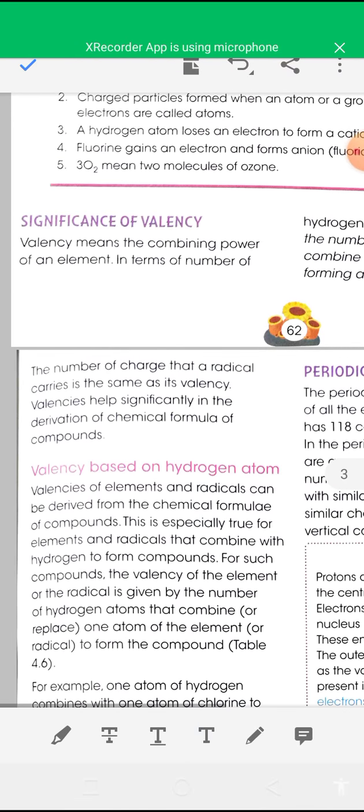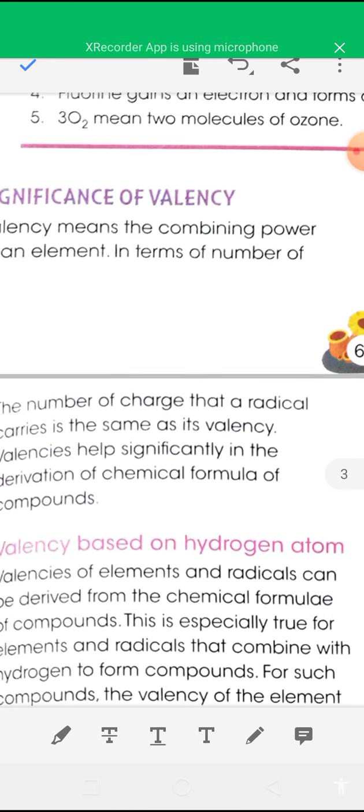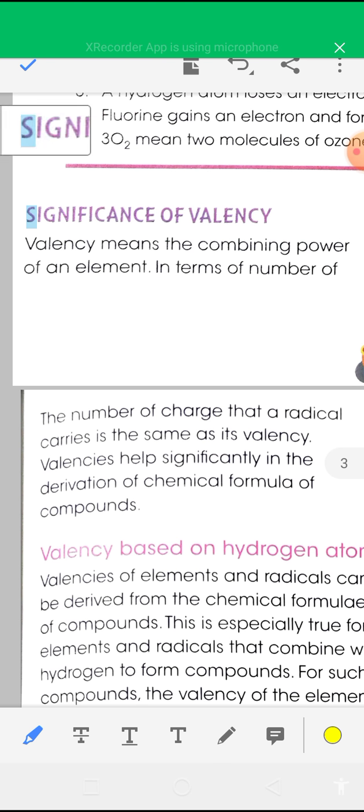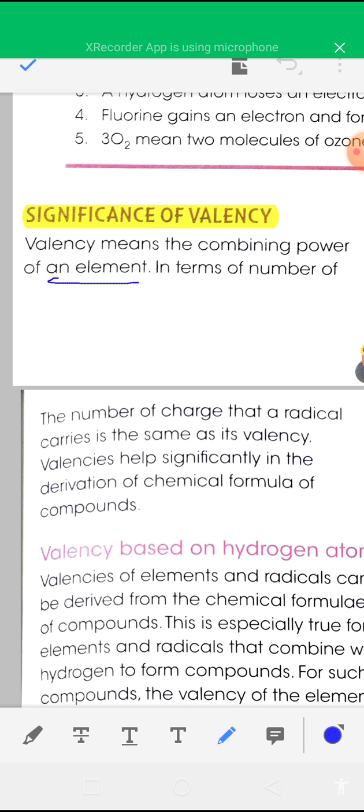Now see, next topic, significance of valency. First you have to know what valency is. In simple words, valency is the combining capacity or combining power of an element. Valency is the combining power of an element. You can express the valency of an element in different ways: in terms of number of hydrogen atoms, in terms of number of electrons, valence shell electrons.